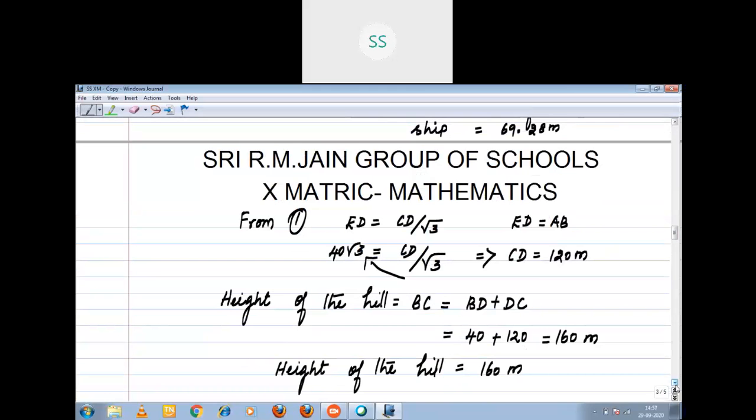When you see the sum, you people may think that it is difficult. Once you understand and represent it in the diagram, the rest of the things are easy. At the same time, you have to know the values of trigonometric functions. You should be thorough in that.